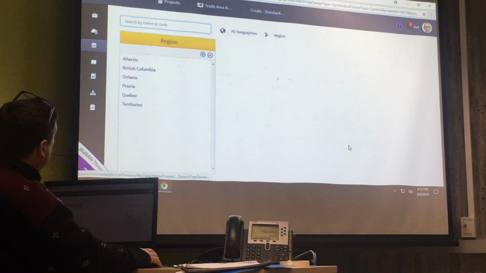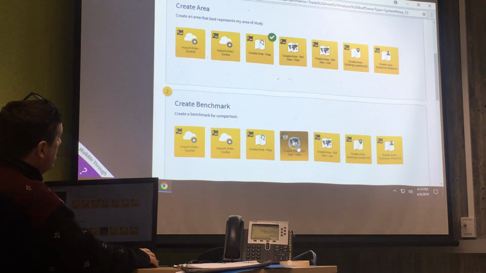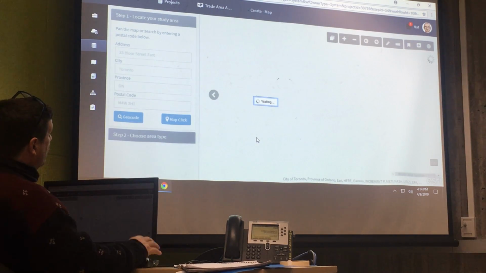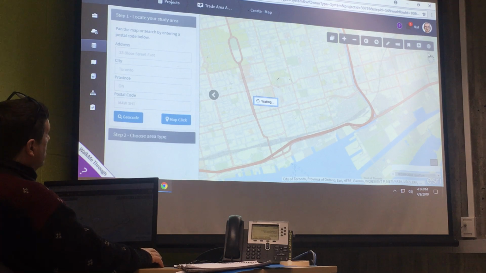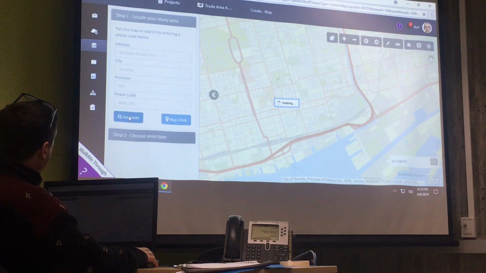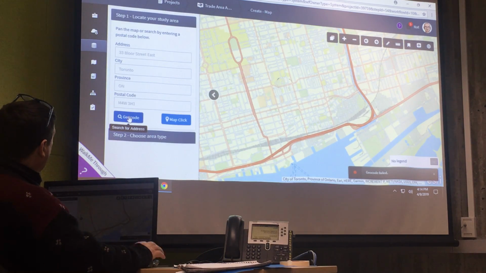computations. The regions, there are 6 regions in our country. You can compare by region. You could also, as a benchmark, identify another area. You could compare this rural area outside Ottawa with a place in downtown Toronto, which at 33 Bloor Street East is in fact the headquarters of Environics.